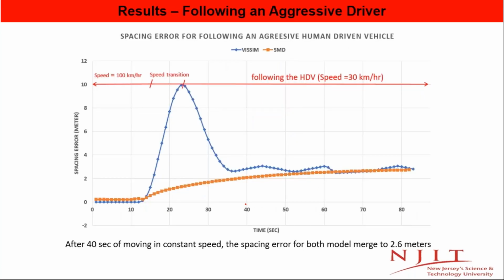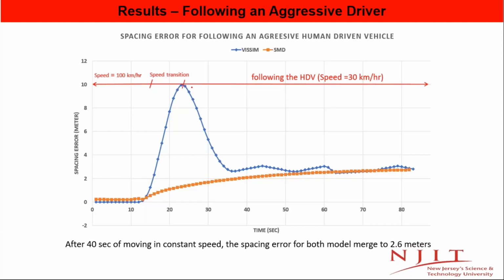The second scenario was following an aggressive driver vehicle. In this scenario, a human-driven vehicle suddenly decelerates and reduces its speed from 100 km per hour to 30 km per hour. Afterwards, our platoon has to follow that human-driven vehicle at a constant speed of 30 km per hour, which is less than the platooning desired speed.